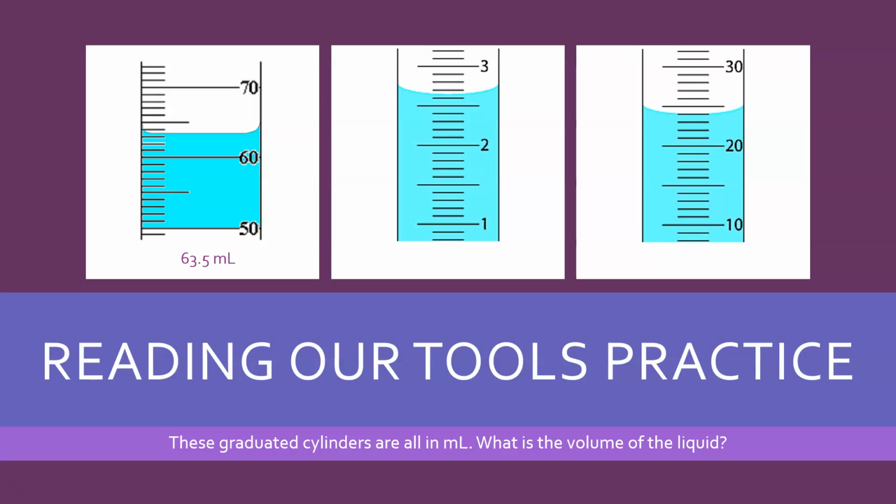Our first graduated cylinder, you should have gotten in the neighborhood of 63.5 milliliters. You had to have had the 63. If you got a 0.4 or 0.6, that would be great too. Our next one is 2.66 milliliters. And our last one is 24.0 milliliters. Once again, that last digit is always estimated. So maybe your answer was slightly different, but it should have been close.